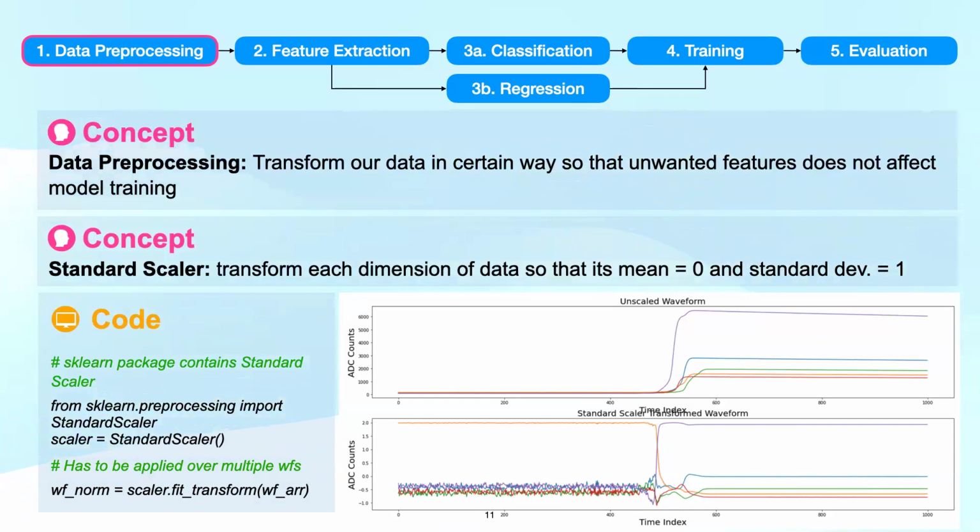The same for this rising part. If you pull out, let's say, the 500th time index and calculate the mean, it's going to be 0 and the standard deviation is going to be 1. So you can see it distorts the waveform into this kind of format. This is a very useful way to transform your data for various kinds of machine learning models.